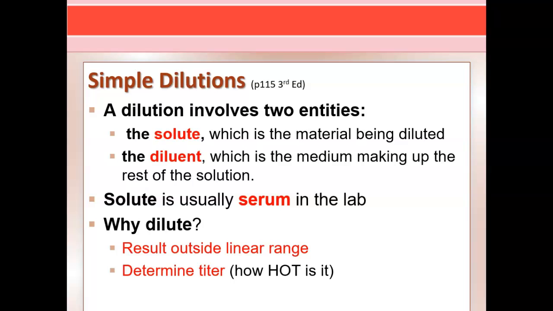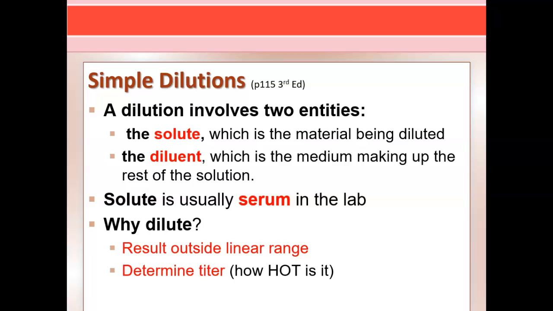And what does outside the linear range mean? That means that our instruments are only sensitive enough to measure analytes within a certain range. So let's use glucose, for example. The linear range may be from 10 milligrams per milliliter of glucose all the way up to 1,000 milligrams per milliliter of glucose. But what if a patient has a glucose that's over 1,000? We would have to do a dilution. Or titers, we would need to do a titer.